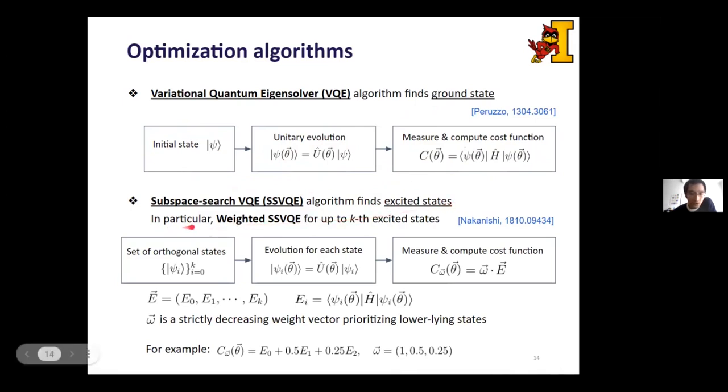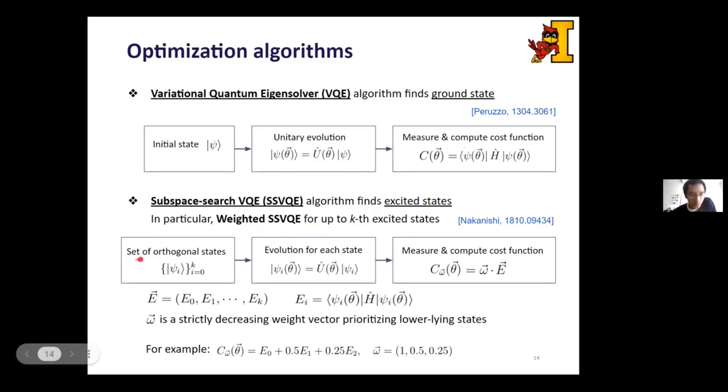And one particular version of the SSVQE is called the weighted SSVQE, and it enables us to find up to the k-th excited state. So basically it allows us to find a full spectrum. And the workflow of the algorithm is as follows.